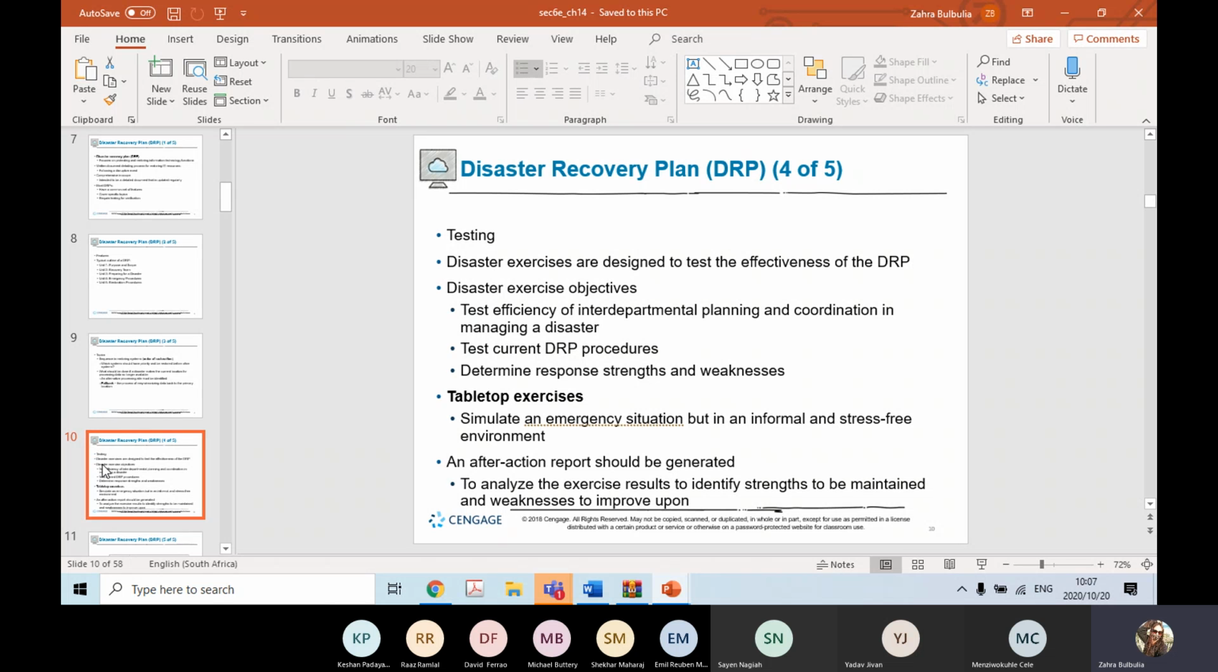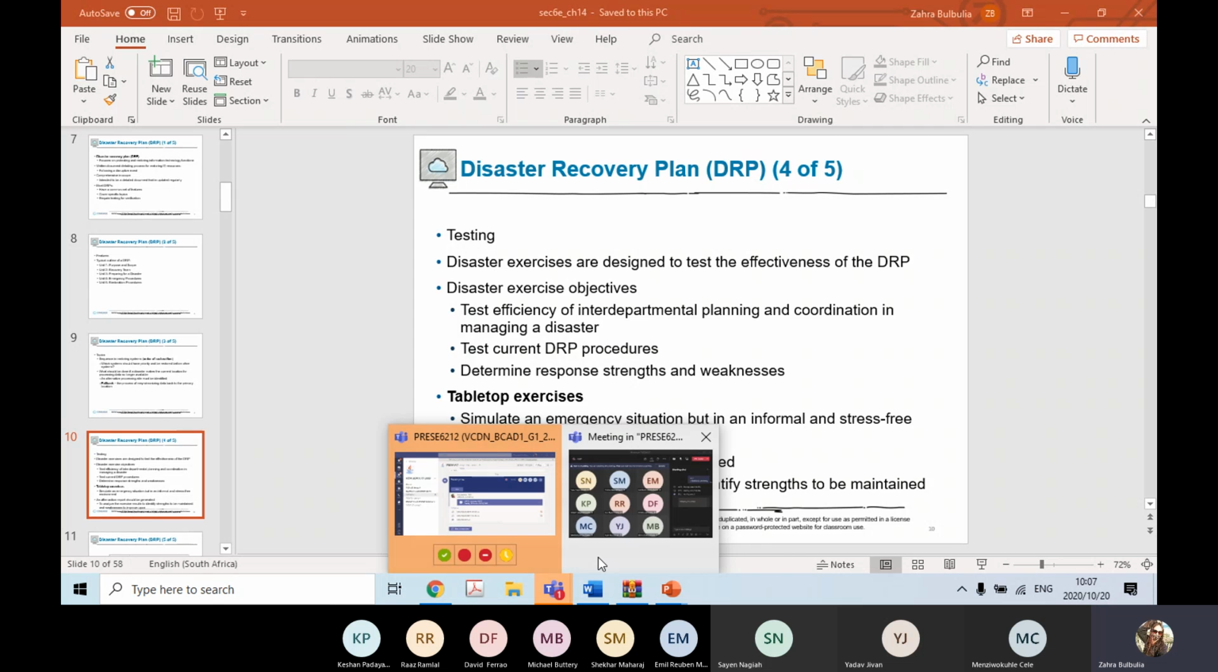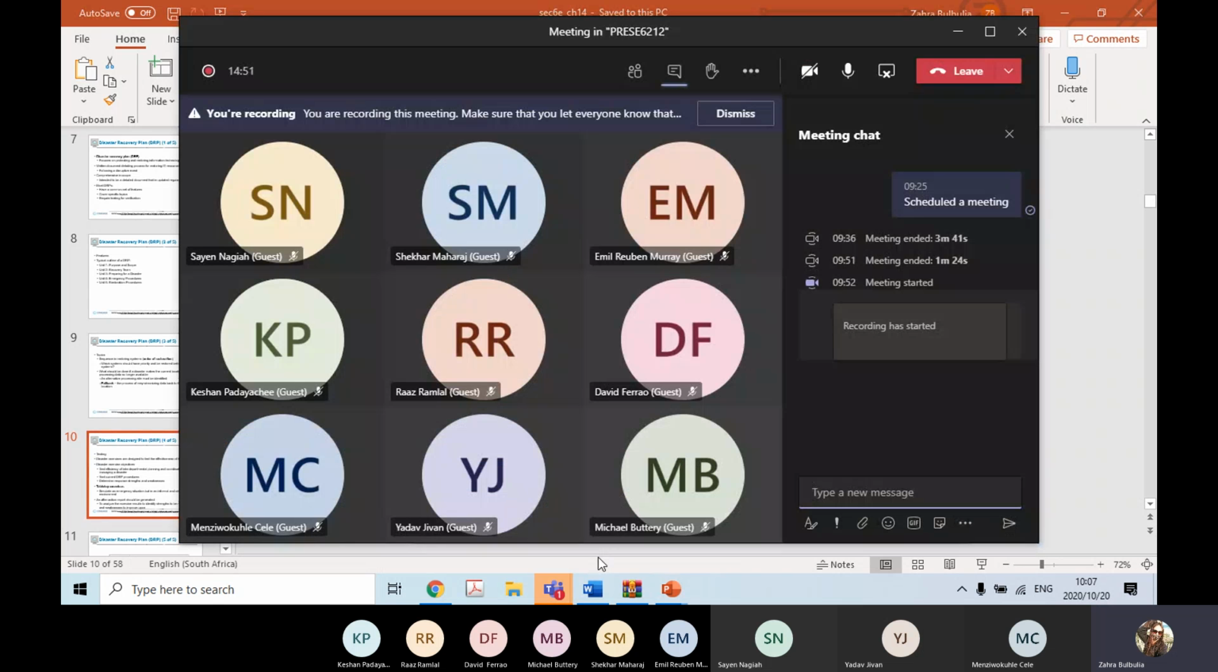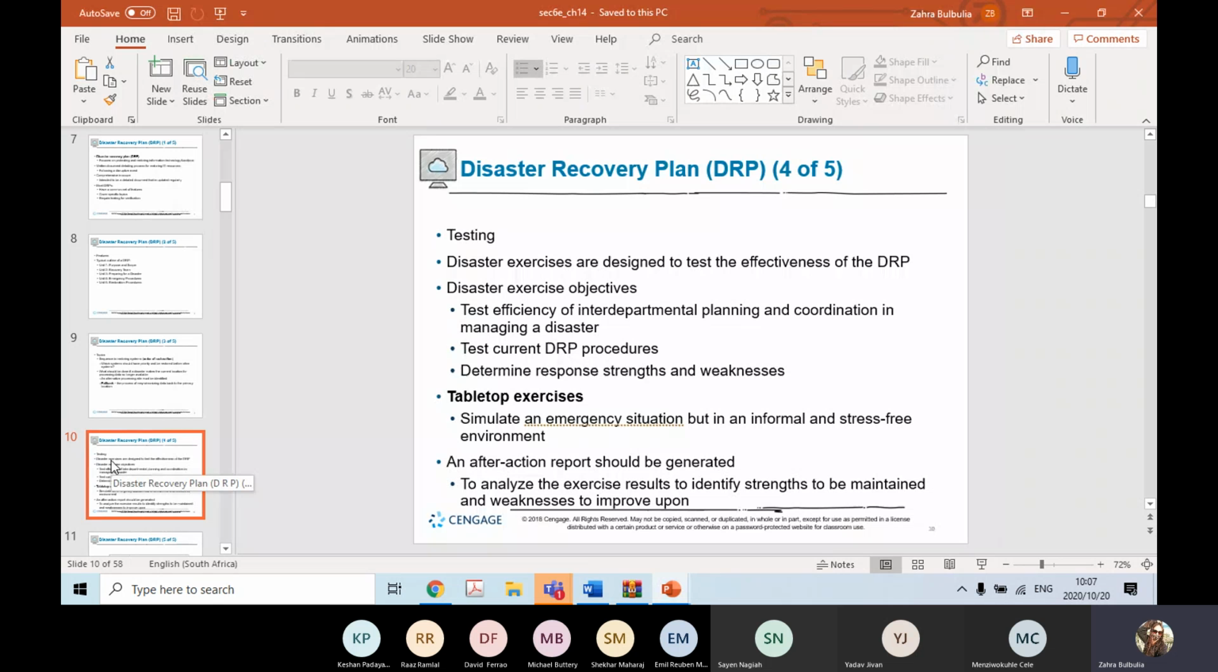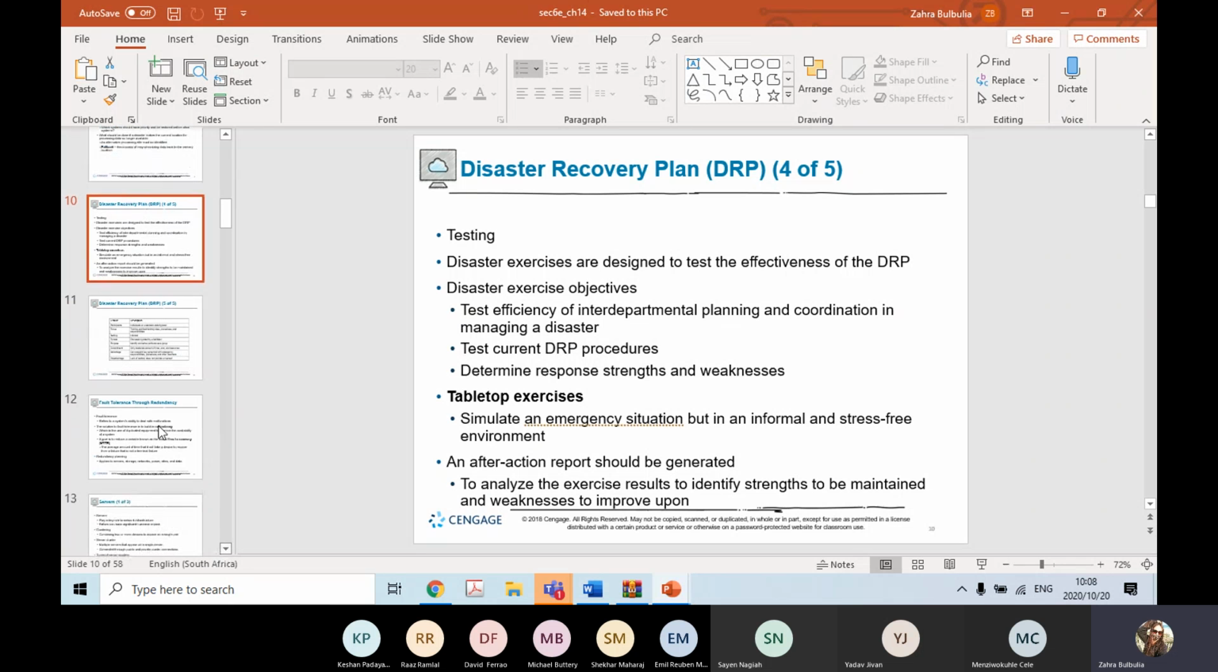Tabletop exercises simulate an emergency situation in basically a stress-free environment. So basically, if I have to look at the lowest common denominator, it would be like a fire drill that you would have in school. It's in a sort of stress-free time. We know it's a fire drill, so we're not all that stressed. So that would be an example of a disaster recovery plan exercise. And of course, an after-action report is generated after this.